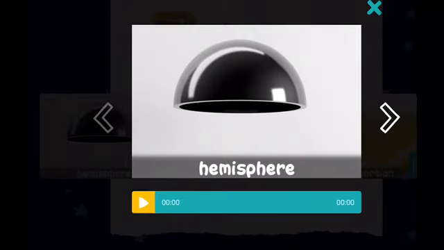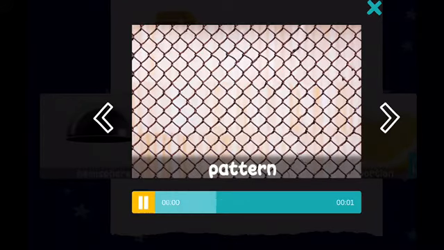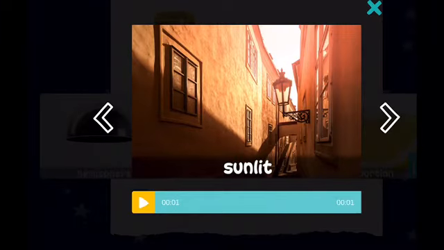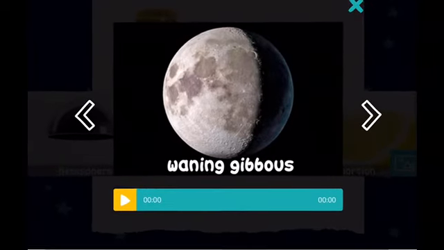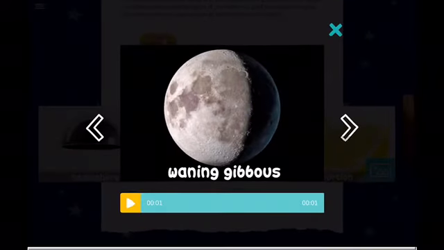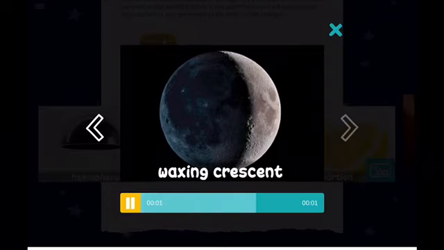Hemisphere. Pattern. Portion. Sunlit. Waning gibbous. Waxing crescent.